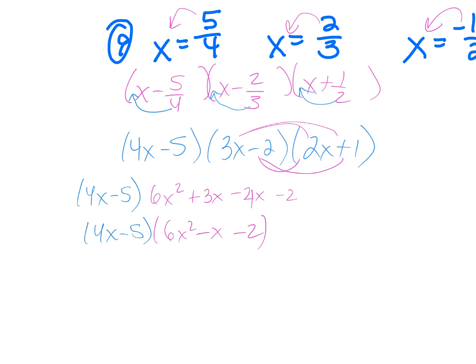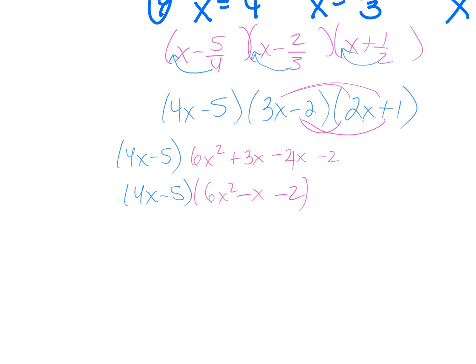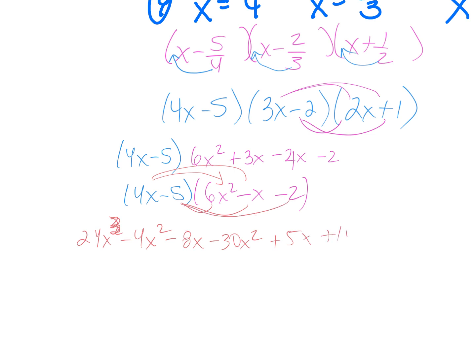Now we just do it again. Your numbers might get a little yucky. That's okay. First term's everything behind. So 4 times 6 is 24x cubed. 4 and negative 1 is just negative 4x squared. Yep, squared. The cubed then squared, sorry. And then 4x and negative 2 is negative 8x. Negative 5 and 6x squared is negative 30x squared. Negative 5 and negative x is plus 5x. Negative 5 and negative 2 is plus 10.